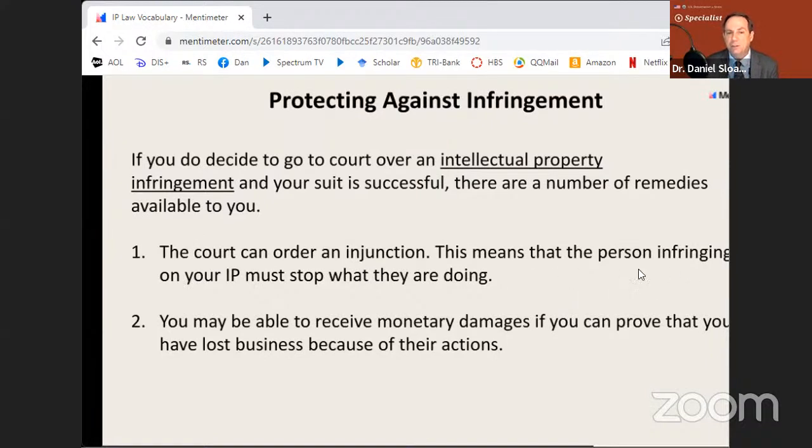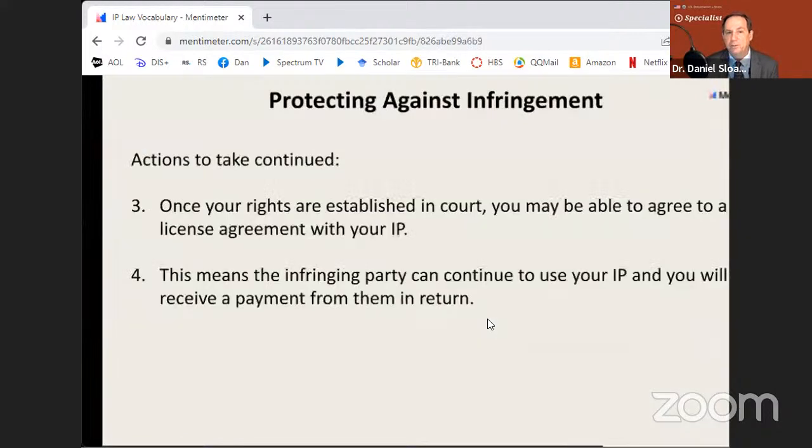This means that the person infringing upon your IP must stop what they're doing. You may be able to receive monetary damages if you can prove that you've lost business because of their actions. And actions to take, continued. Once your rights are established in court, you may have the ability to argue a license or agree to a license agreement with your IP, which is great.